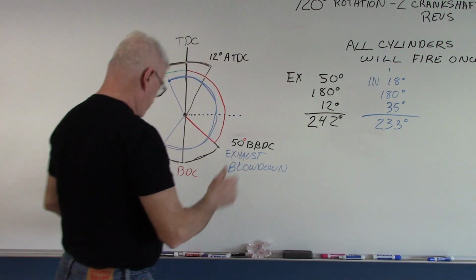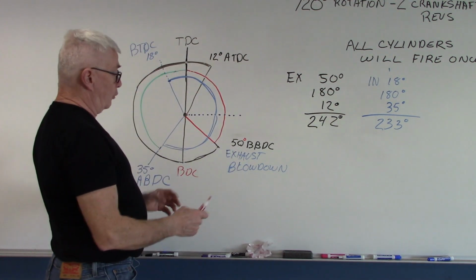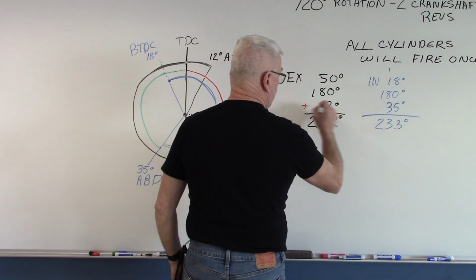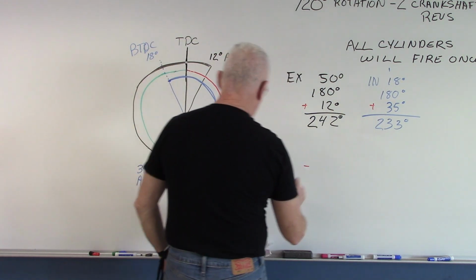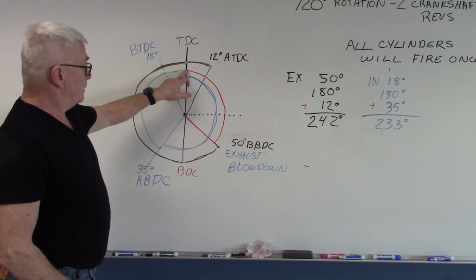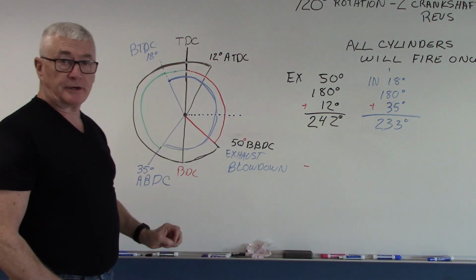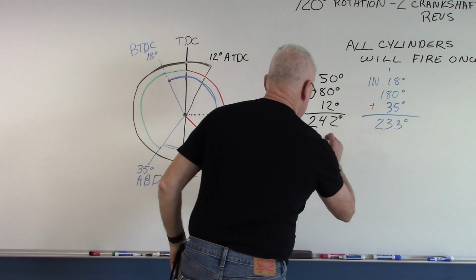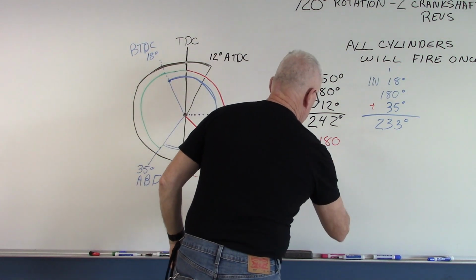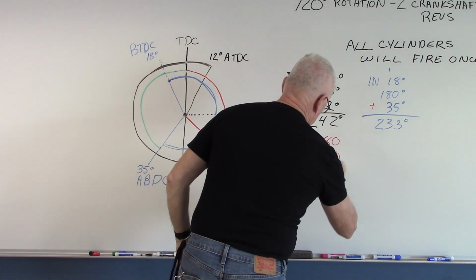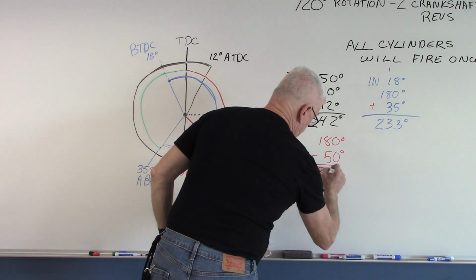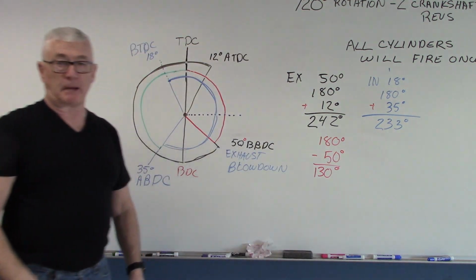All right. The power stroke. In order to find the power stroke, as I said, these were added. In my power stroke, we're going to need to subtract. So we know from top to bottom is 180 degrees. So it's going to be 180 degrees minus 50 degrees equals 130 degrees of power stroke.